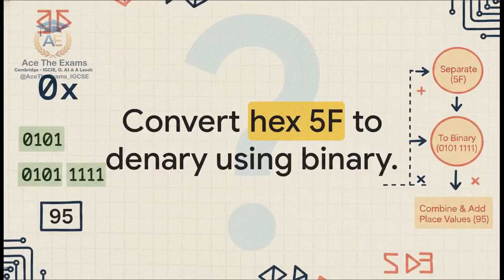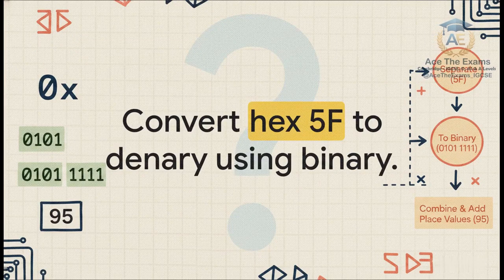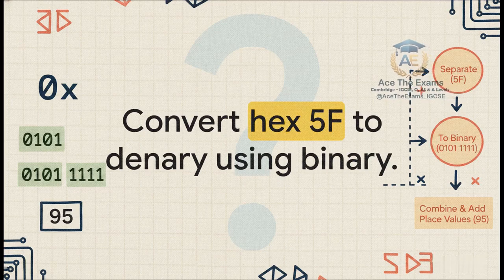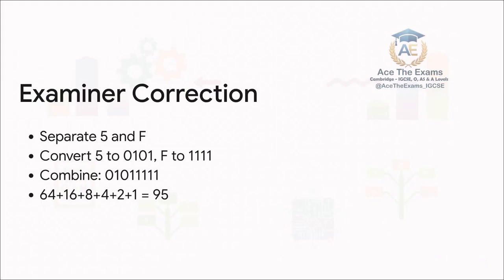If your paper looks like this table, you just scored full marks. Incredible job. Let's escalate the challenge immediately, just to ensure this concept is entirely cemented in your mind. Convert the hexadecimal number 5F into Denary, using binary to help you. This is your classic reverse conversion. Just think about the steps. Separate, convert to binary, combine, add your place values. And here is your flawless examiner-style correction.